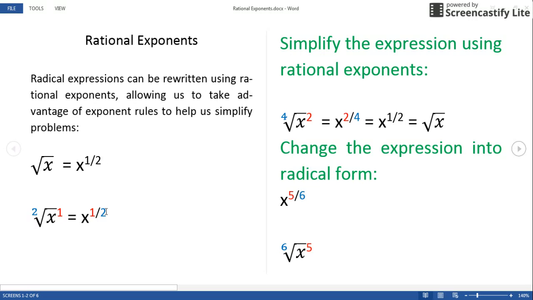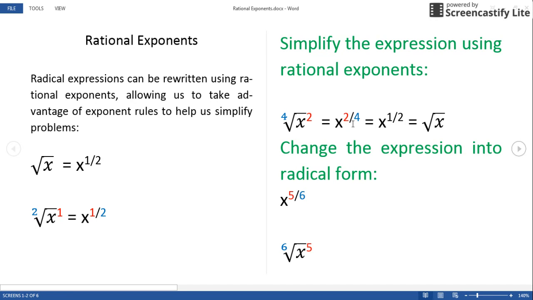So anytime that we want to convert from a radical into a rational exponent, whatever is the index will go as the denominator of the fraction. Whatever is the understood exponent will go as the numerator of the fraction. Let's look at the one here, the fourth root of x squared. Our index becomes the denominator of the fraction. Our exponent becomes the numerator, giving us x to the 2/4 power.